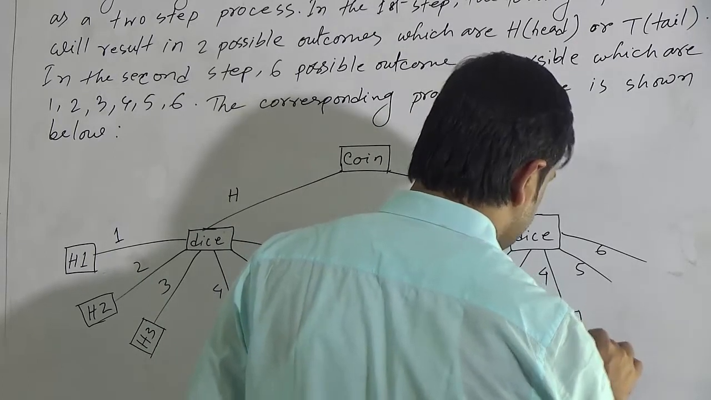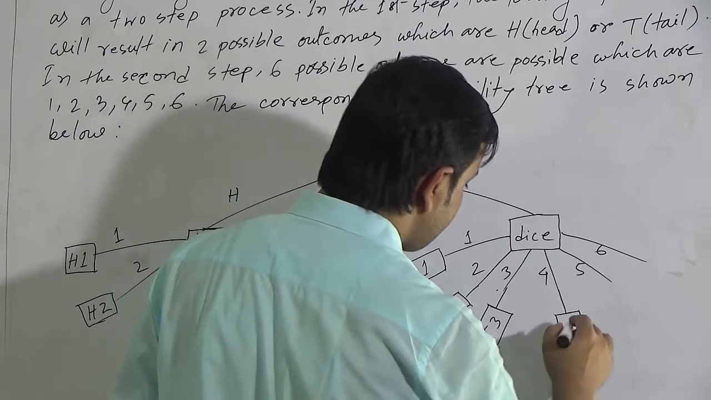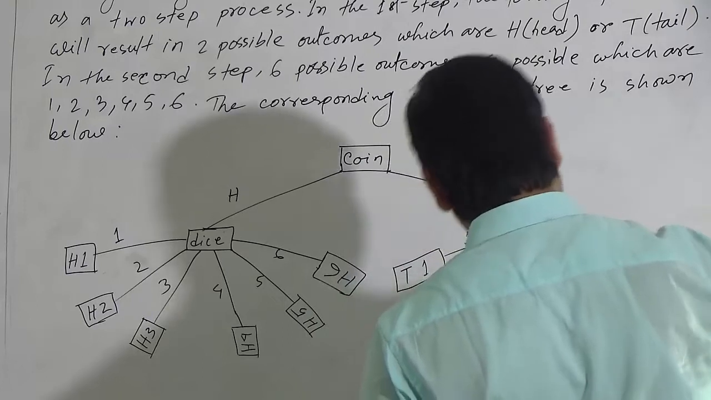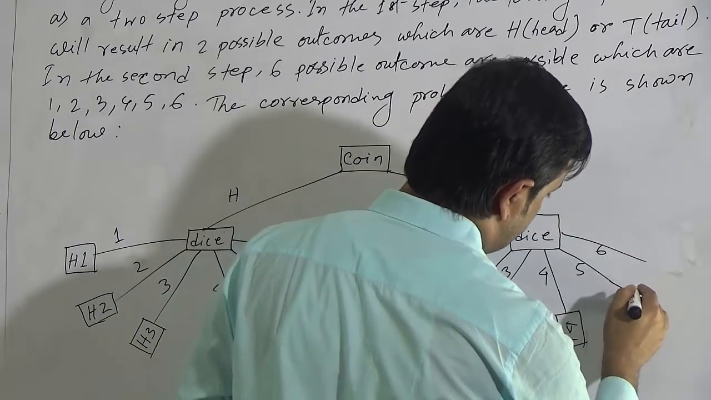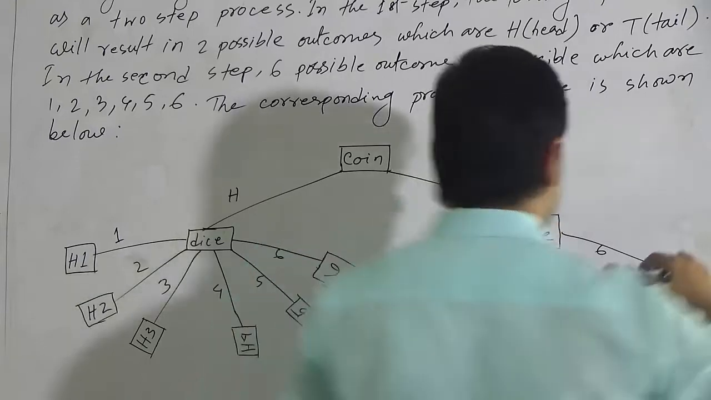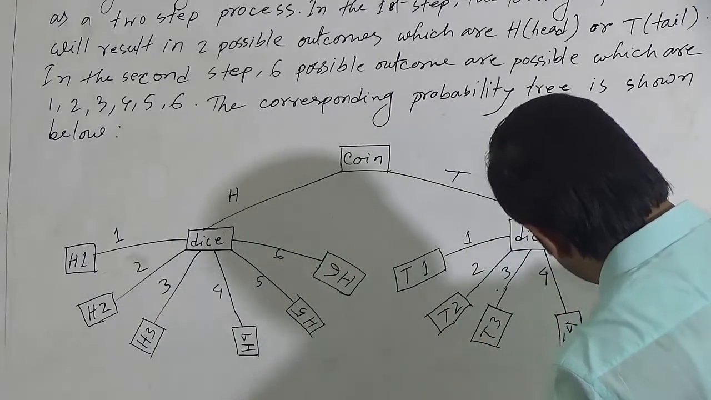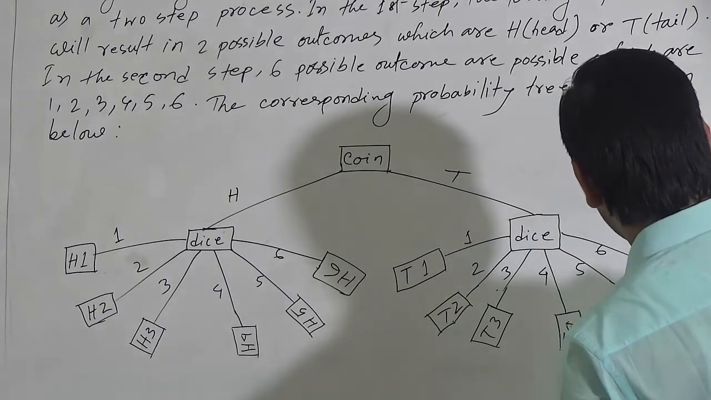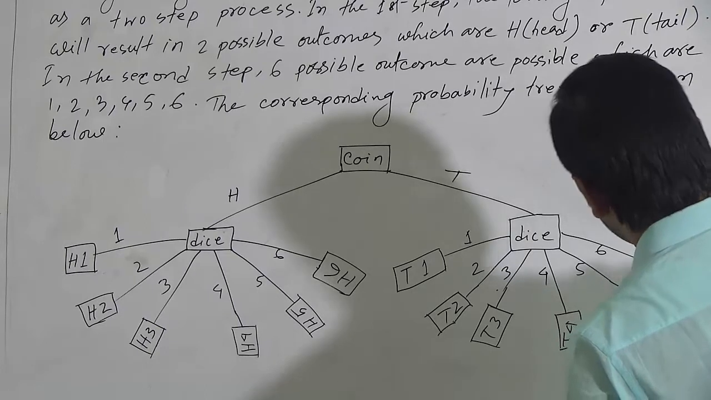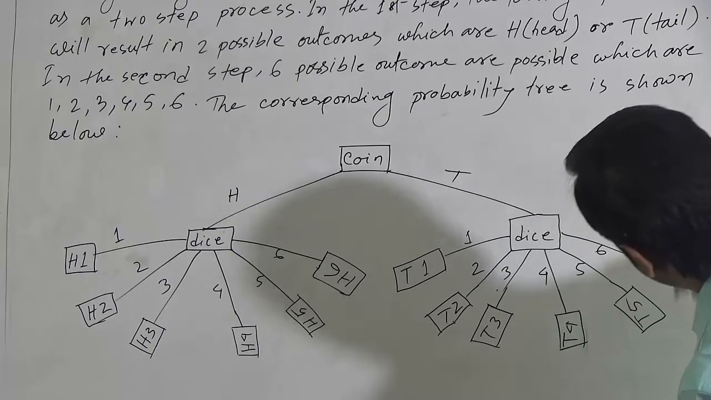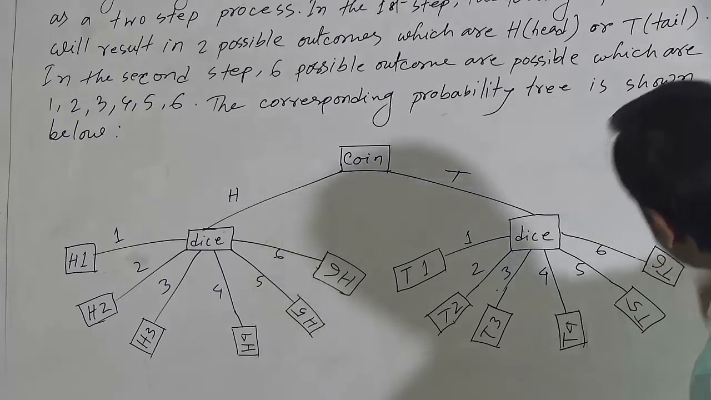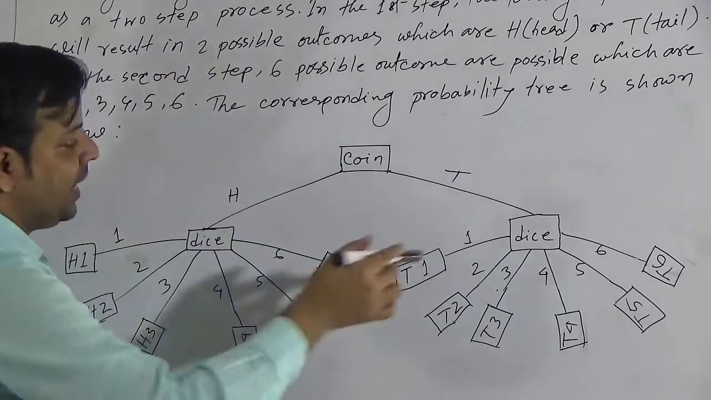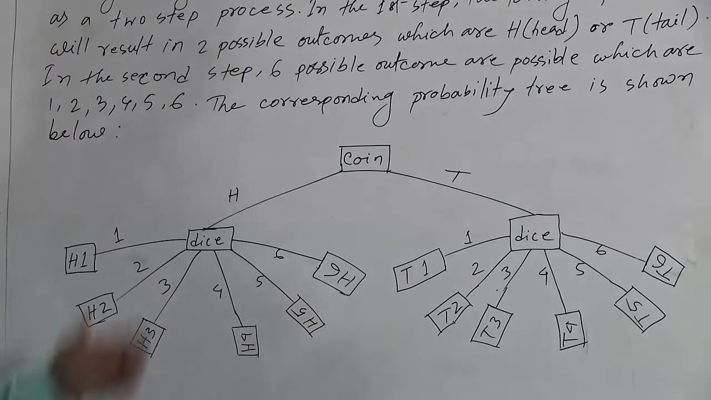We will get here tail in coin, 4 in dice. So we can write here T4. We will get here tail in coin, so we have to write T here, and 5 in dice. We will get here tail in coin and 6 in dice. So these are all our sample points, and this is our required probability tree.